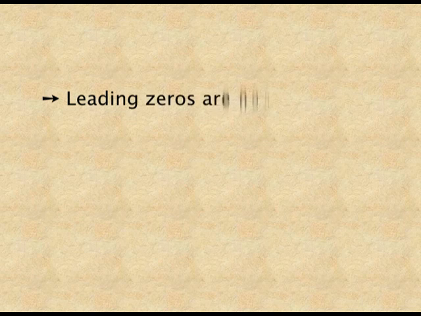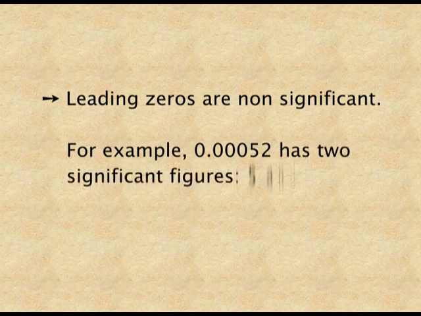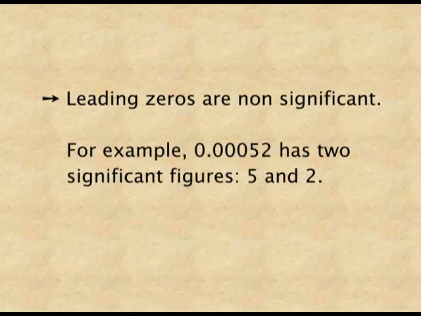All those zeros which are before the first non-zero digit are non-significant, or we can say insignificant. For example, 0.00052 has only 2 significant figures because all the zeros are before 5, which is the first non-zero digit. So here only 2 significant figures are there, that is 5 and 2.